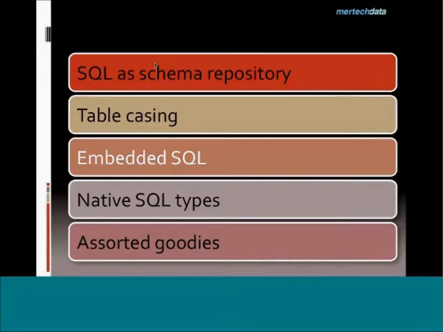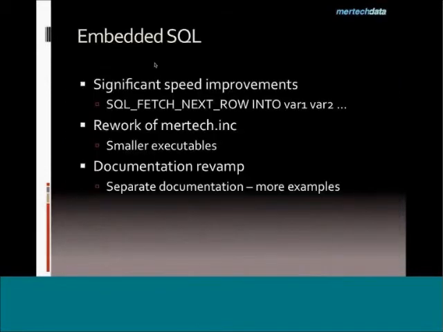We've done significant reworking of our Mertech.inc file, which is our include file that contains everything from custom macros to our embedded SQL engine. If you're using SQL fetch next row to fetch data into variables as opposed to binding into a record buffer, recompiling your application with the new Mertech.inc will see significant speed improvements with this. Because we've done a lot of work into how to handle the variables on the DataFlex side.